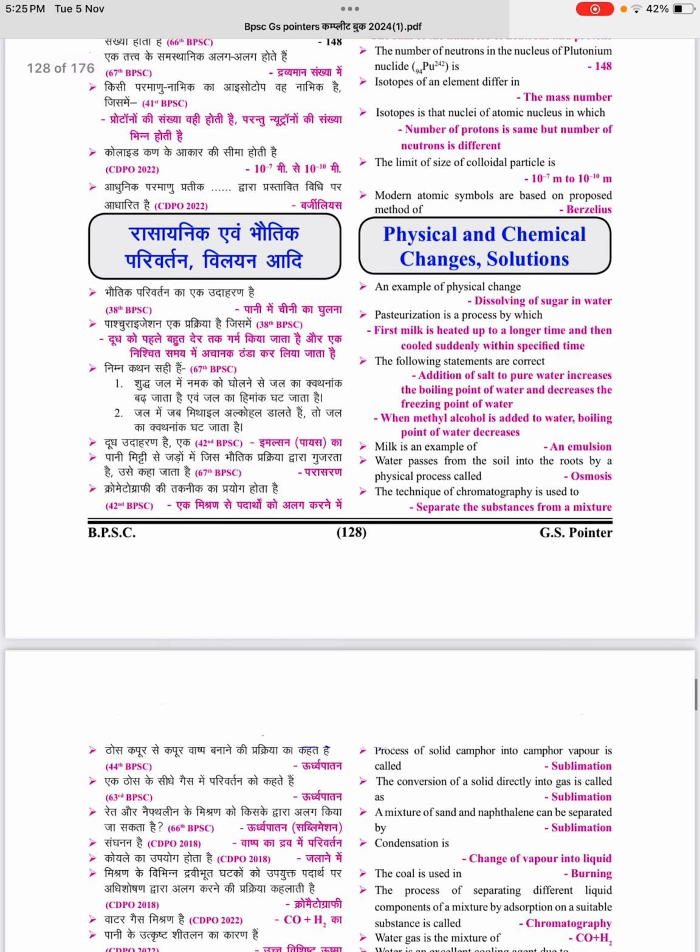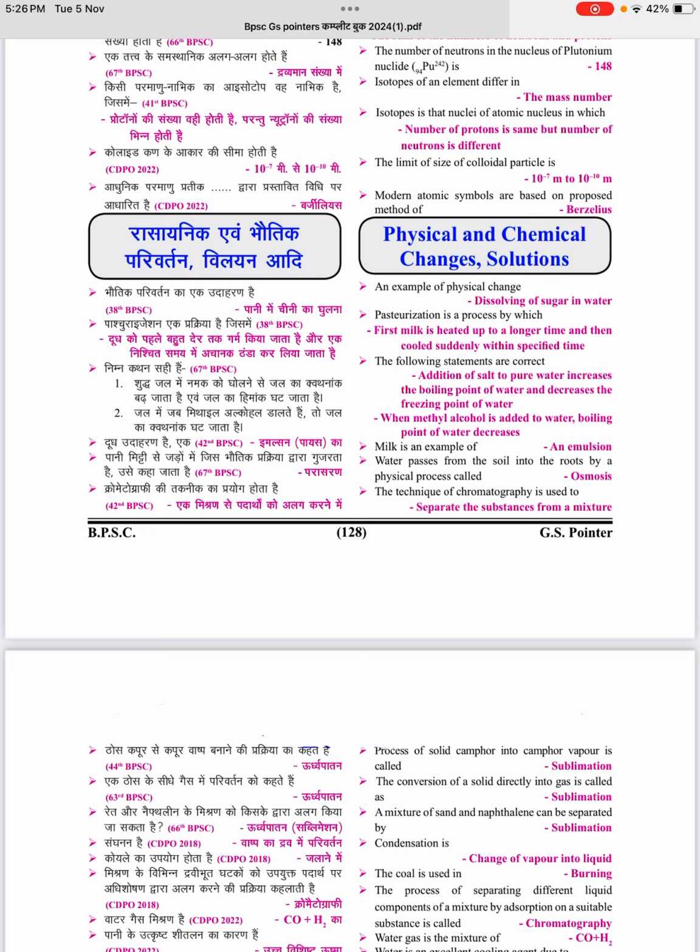Physical and chemical changes. An example of physical change is dissolving of sugar in water. Pasteurization is a process by which milk is first heated for a longer time and then cooled suddenly within a specified time. The following statements are correct. Addition of salt to pure water increases the boiling point of water and decreases the freezing point of water. When methyl alcohol is added to water, the boiling point of water decreases.